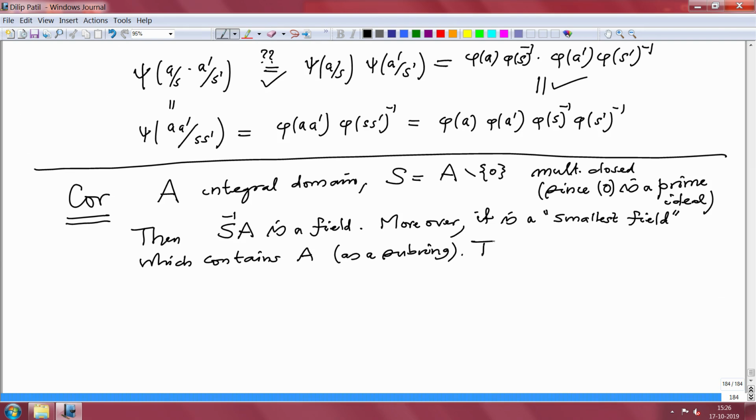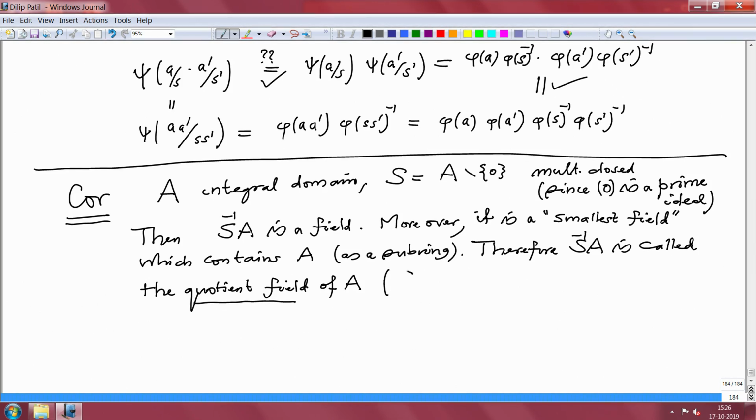So therefore S inverse A is called the quotient field of A, or some people also call it the field of fractions of A. Okay, proof. It immediately follows from the universal property.